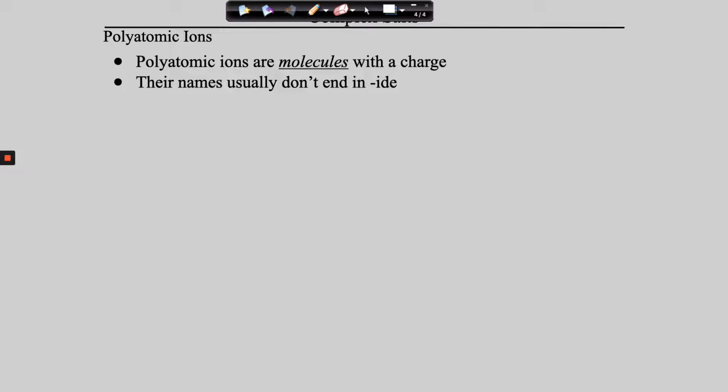So guys, if you allow your eye to scan through this table, you'll notice that most of them don't end in "ide." They end in "ate" or "ite." So if you see an "ate" or an "ite," that is probably going to be polyatomic. If it ends in "ide," it's probably going to be an element: oxide, phosphide, sulfide, fluoride, iodide.